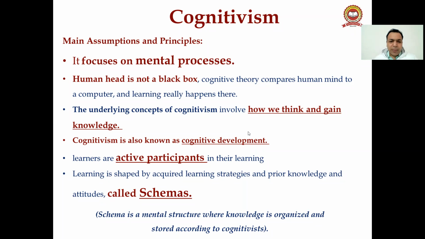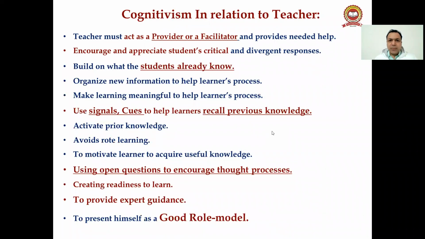Next principle, learning is shaped by acquired learning strategies and prior knowledge and attitude called schema. और schema की यहाँ पे definition दी हुई है, okay, which I have already discussed. Schema is a mental structure where knowledge is organized and stored according to cognitivists. Definitely, when we clear fourth class, fifth class, sixth class, seventh class, we are getting experience. वो knowledge हमारे save हो रही है, right? Sometimes we interact with new topics in the 8th or 9th or 10th class. Okay, so वो small topics we have learned in the 5th or 6th class. So we compare and we come to know that, okay, meaning of this is, learning becomes effective, learning becomes clear when you relate the new knowledge with the previous knowledge, and this thing इसको बोलते हैं schema, right guys?